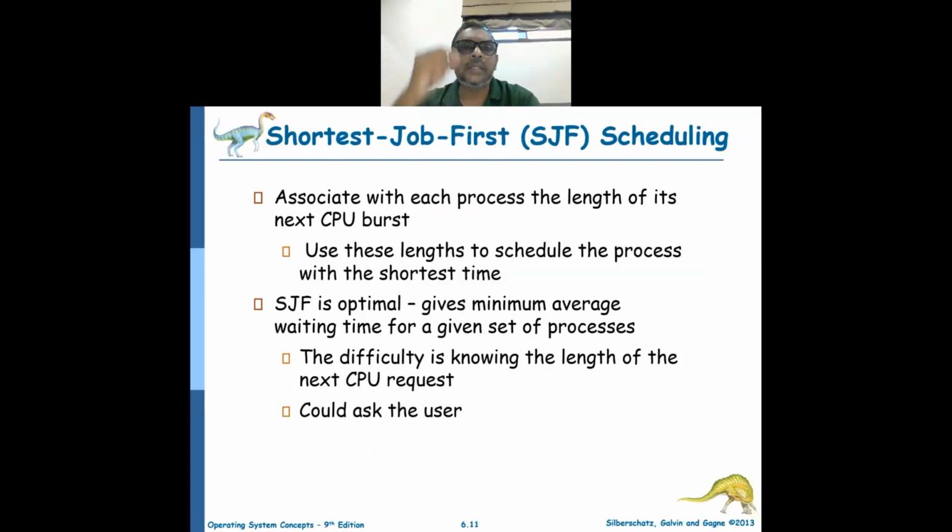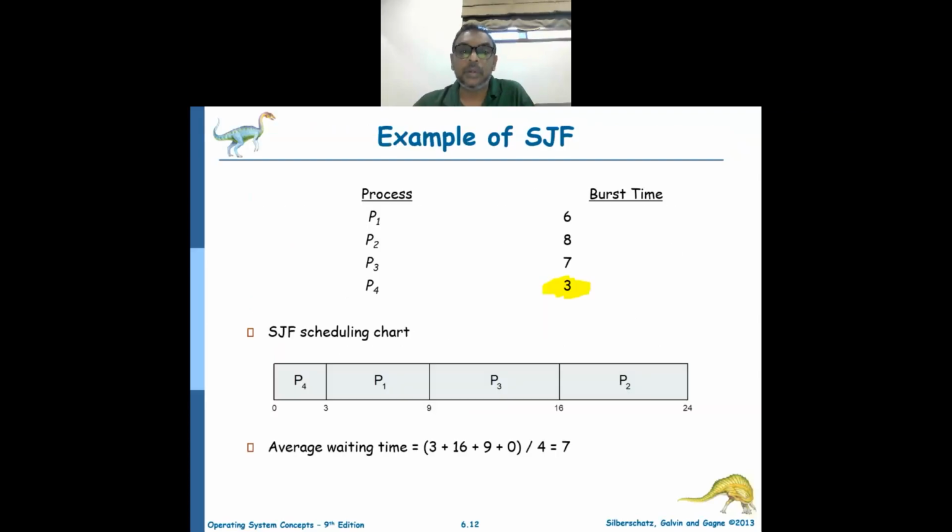All right, next method, which is quite simple as well, is shortest job first. Assuming at time 0 all the processes come in, the OS will select the shortest process to run first. That is how we do it. Okay, here is an example. We have 4 processes here: P1, P2, P3, and P4.